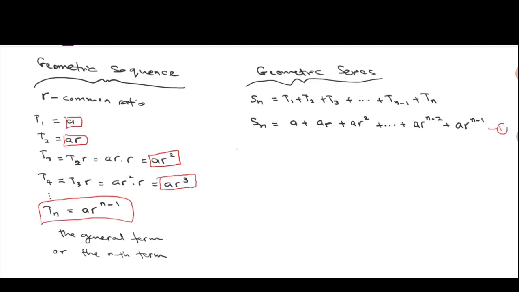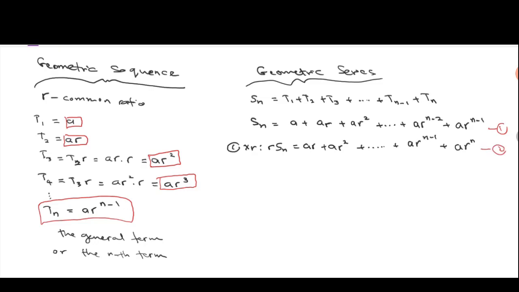If we multiply equation 1 by r, we will have r S sub n equal to a times r is ar. ar times r will be ar squared. And so on, till we get here times r, we will have a r to the power of n minus 1. And for the last term, we will have a r to the power of n. Let's say this is equation 2.